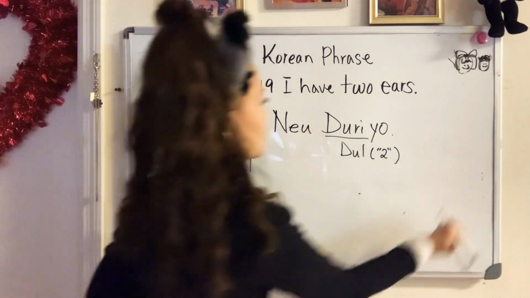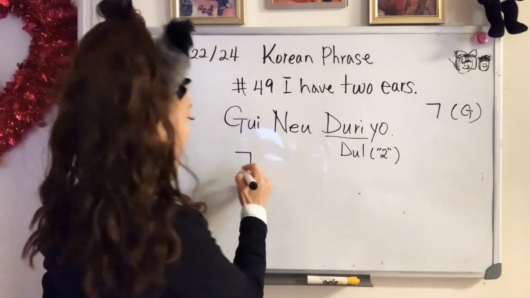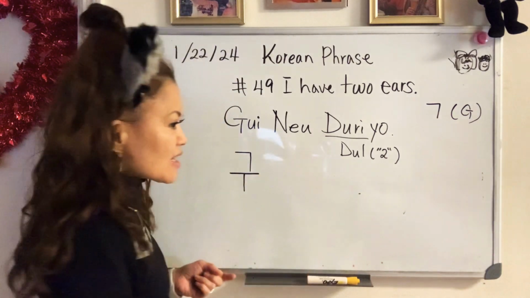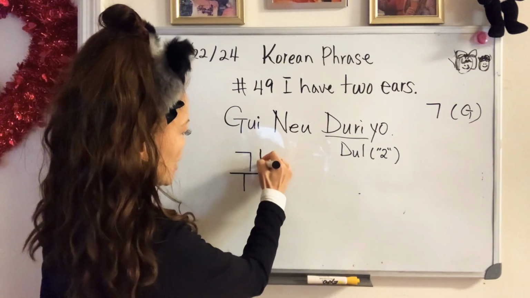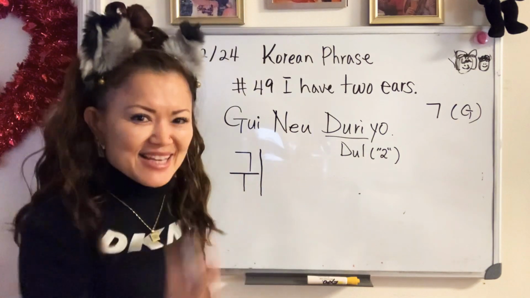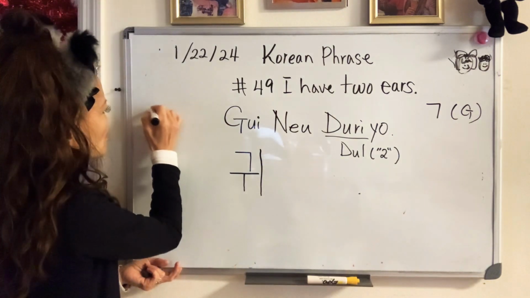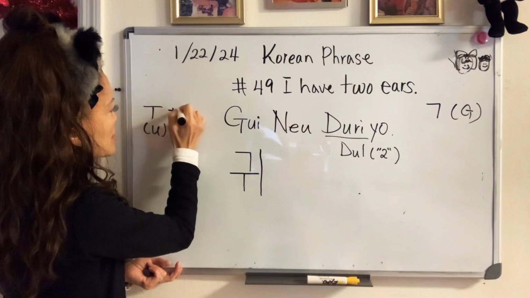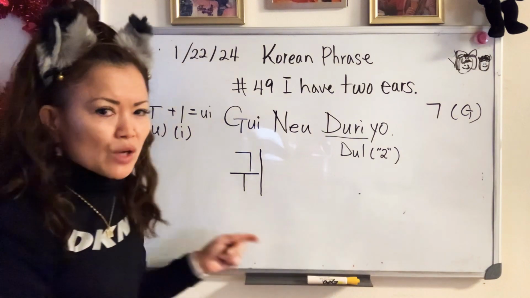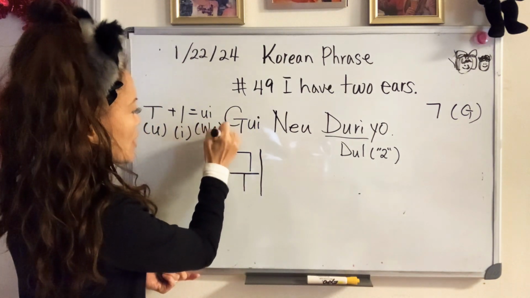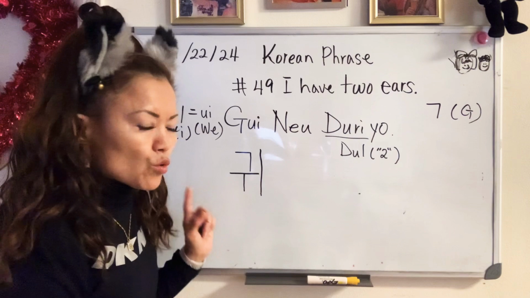First the consonant ㄱ, the 그 sound. Then a vowel. This is a compound vowel, which means more than one vowel together: oo and e together. Remember the vertical line, e. 귀 is oo plus vertical line E together. It sounds like we. We are the champion. So 귀.